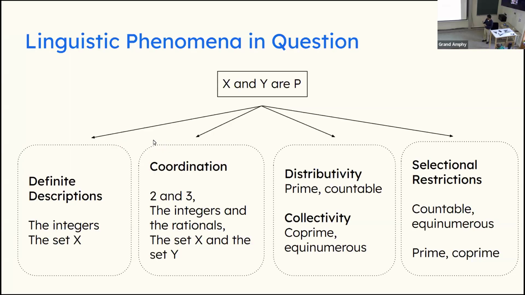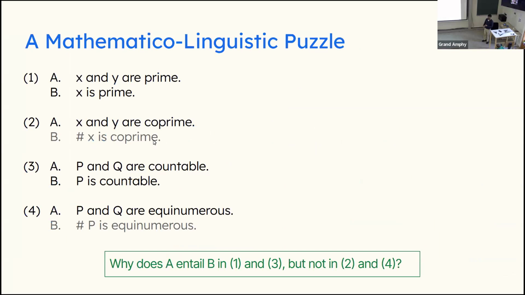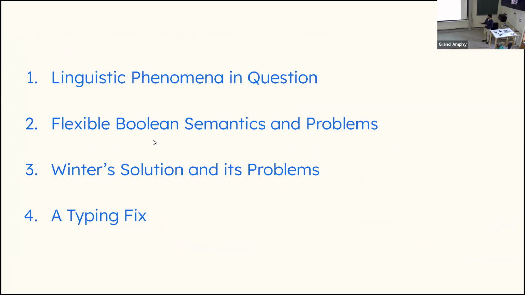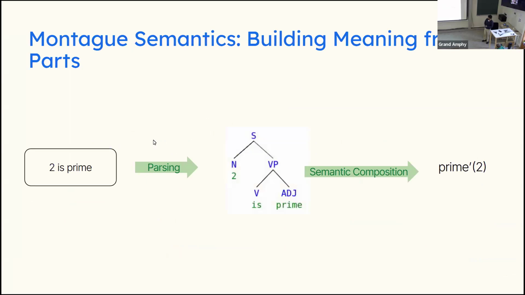And now, to answer this question, I'll introduce flexible Boolean semantics, which is an extension of Montague semantics. So just a small recap of Montague semantics. The central idea is that the meaning of a sentence is based on the meaning of the individual parts that make up the sentence and how those parts come together to form the whole sentence.